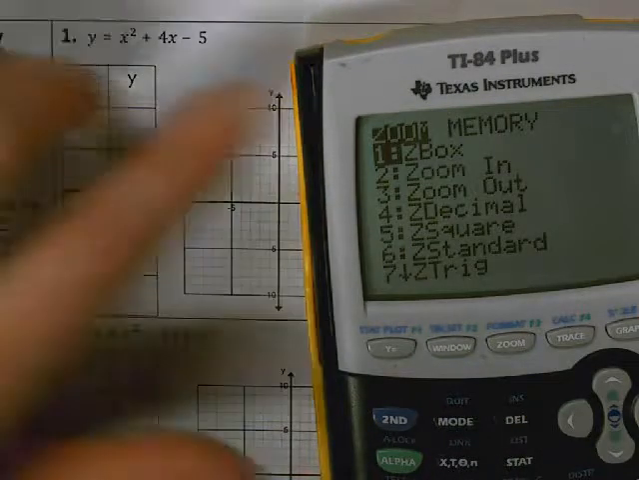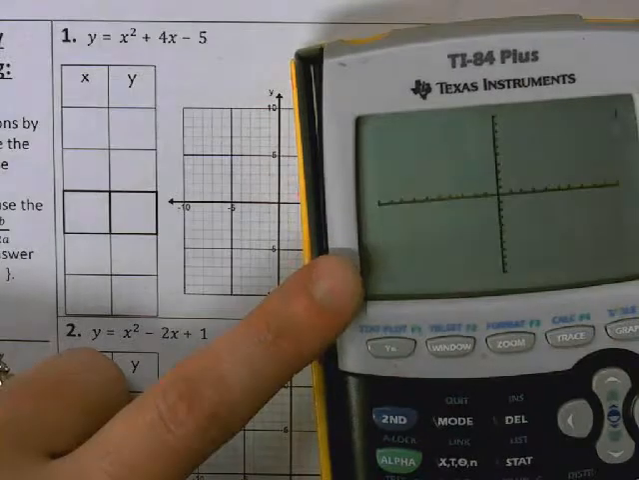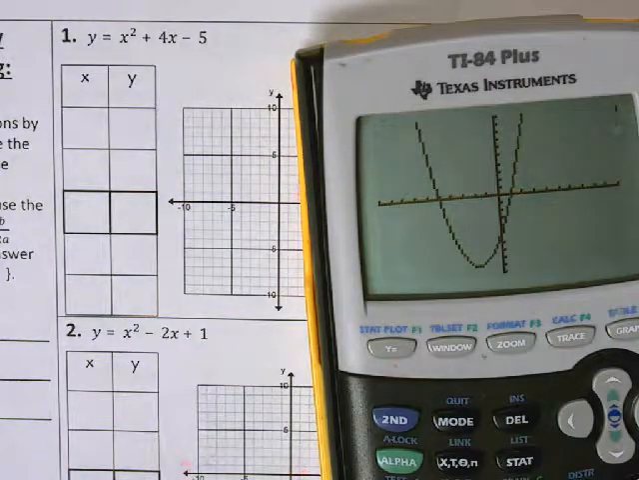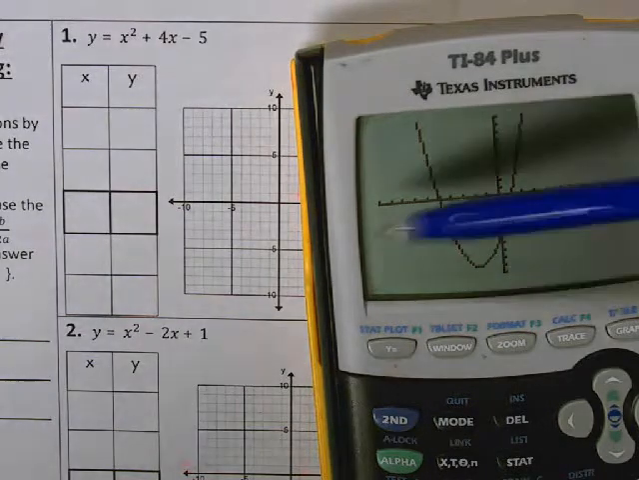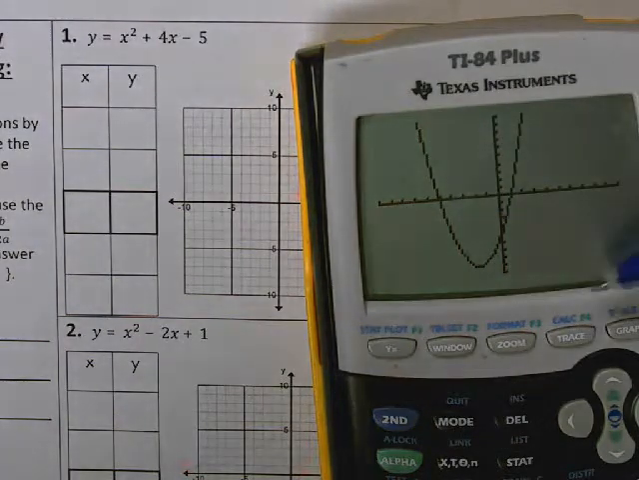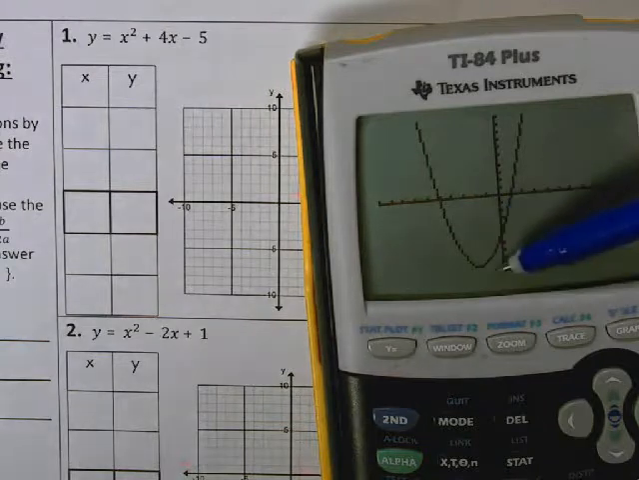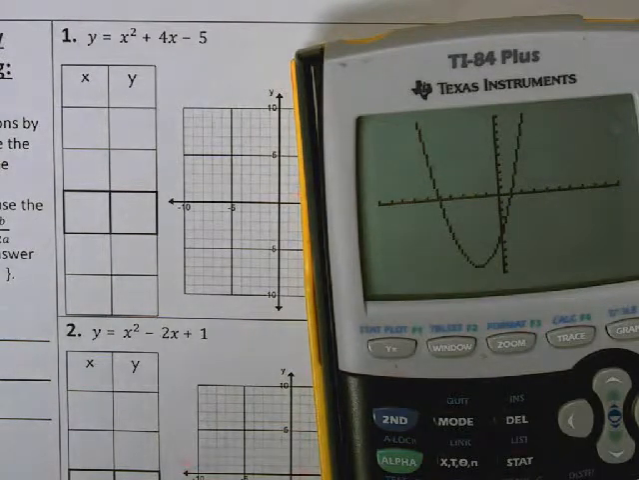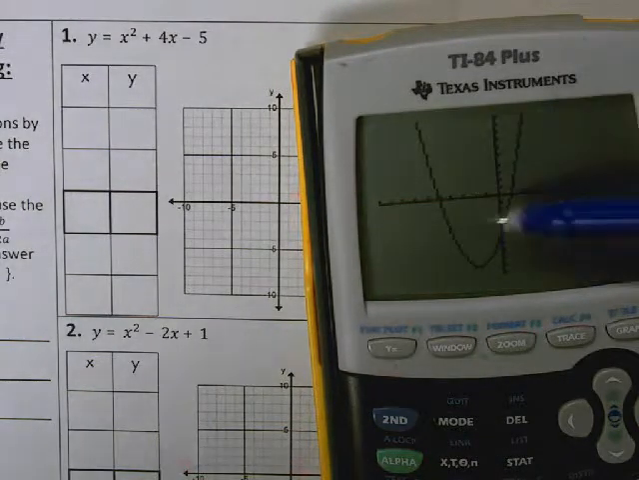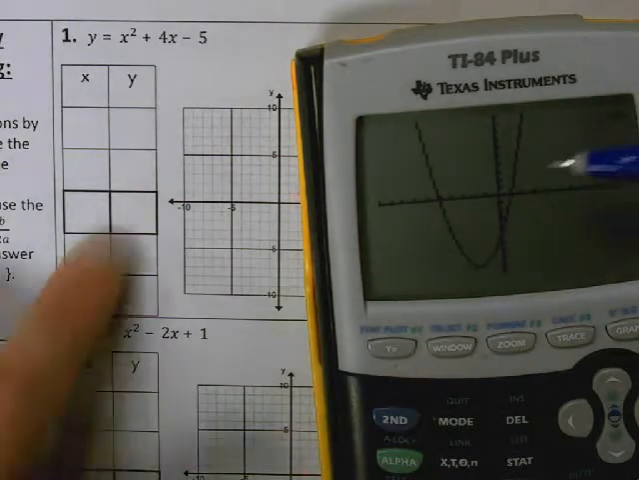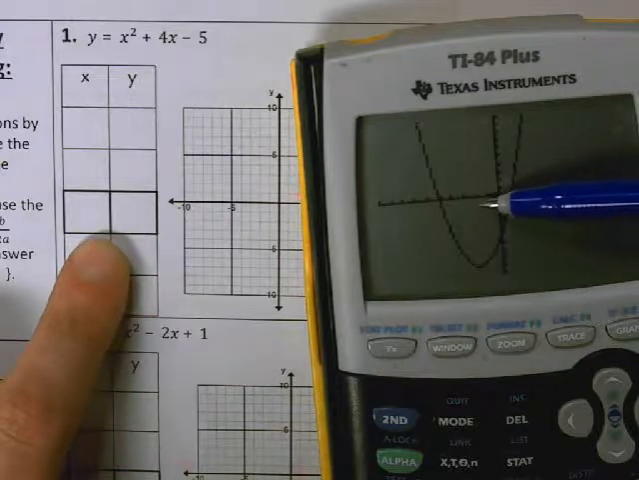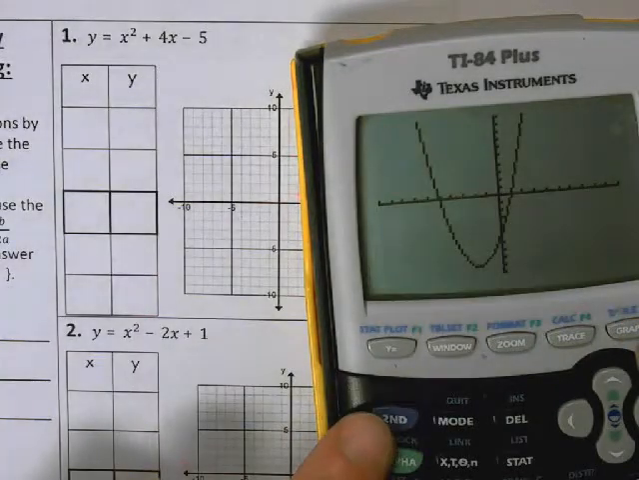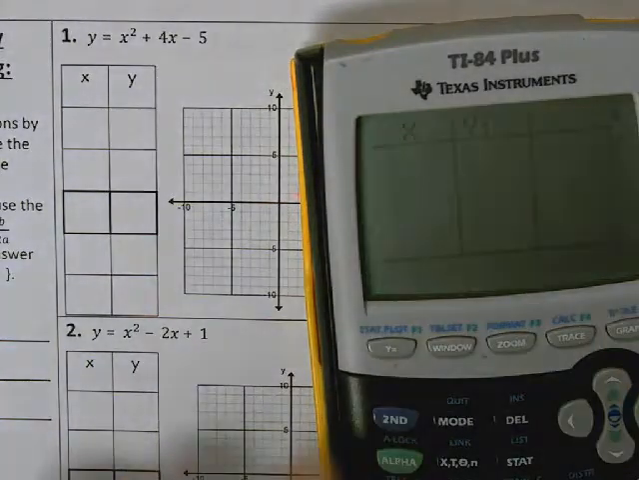I'm going to go to zoom standard, so if you push the zoom button and standard, that's going to give you the normal window that you see, the -10 to 10 and the -10 to 10 on both axes. Okay? So you can sort of graph it this way, but I can't really see the exact points. And it looks like my vertex, this black box right here, is going to be at -2. So let's look at the table to see exactly where it's at.